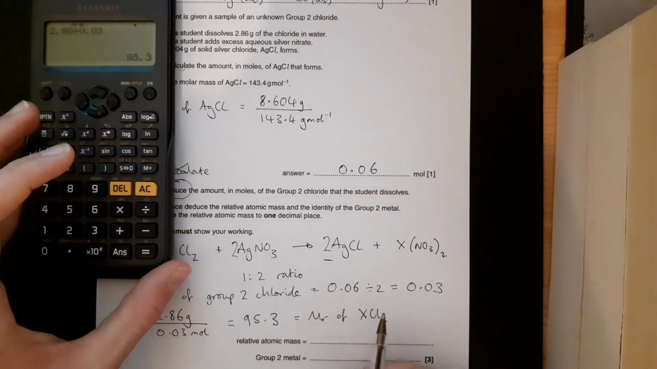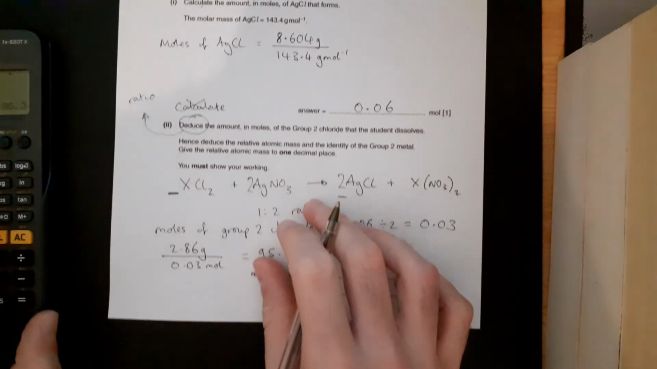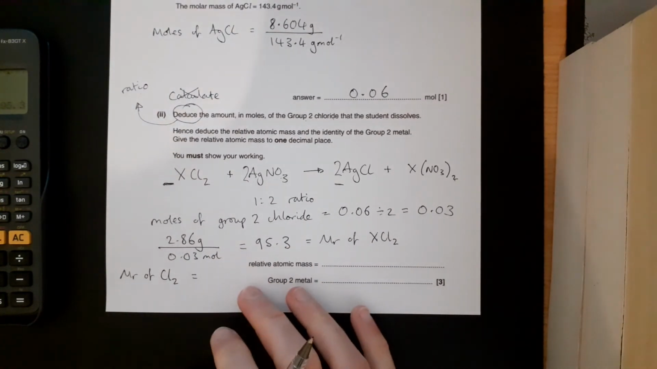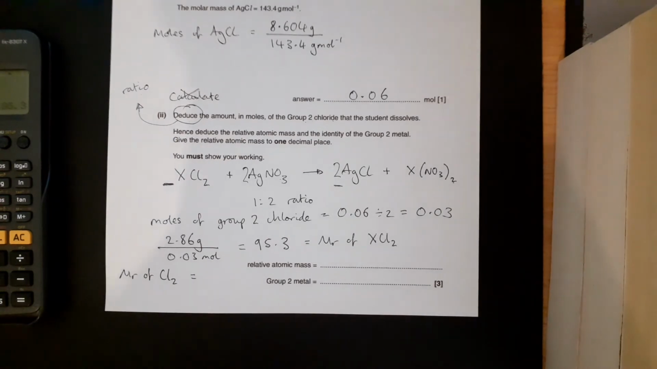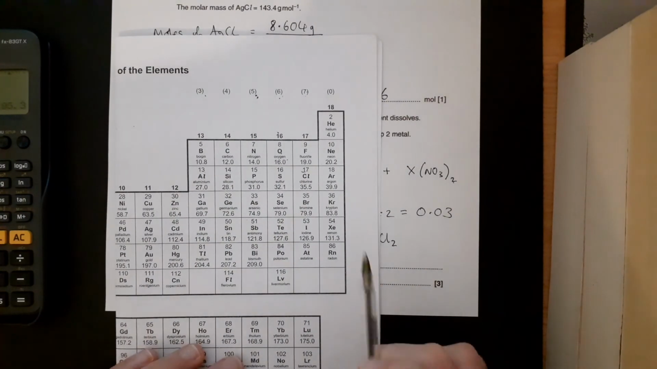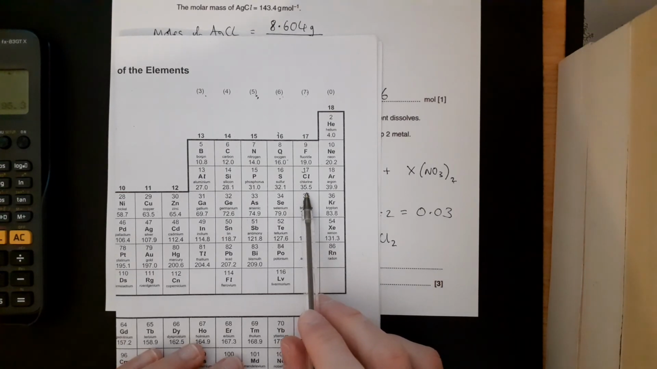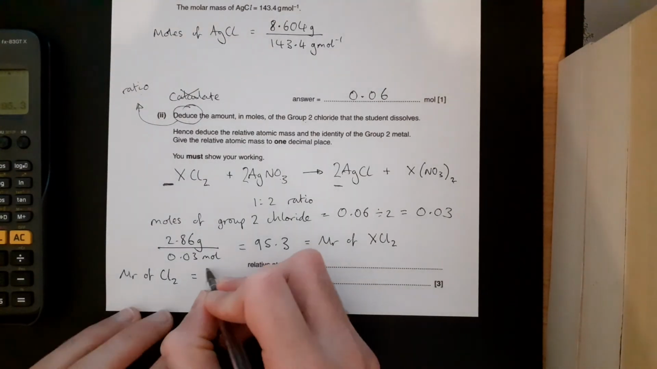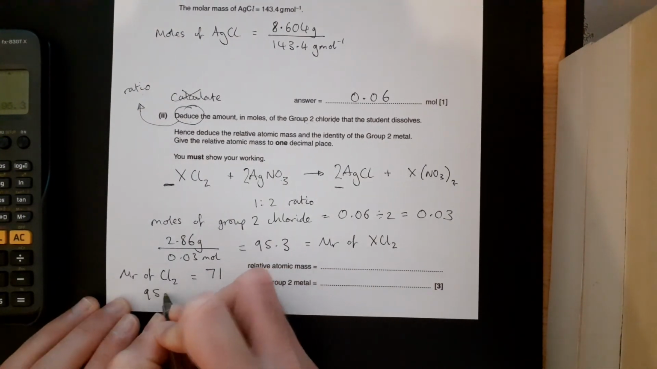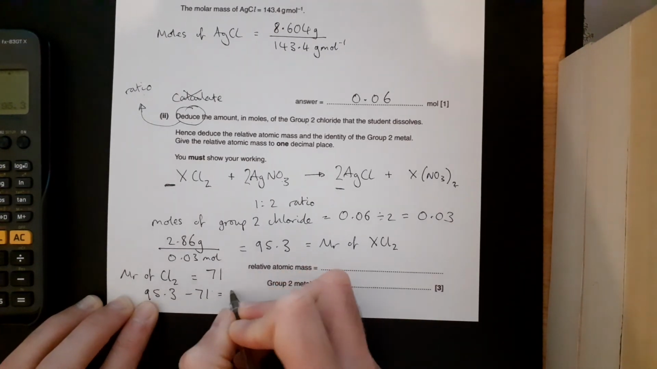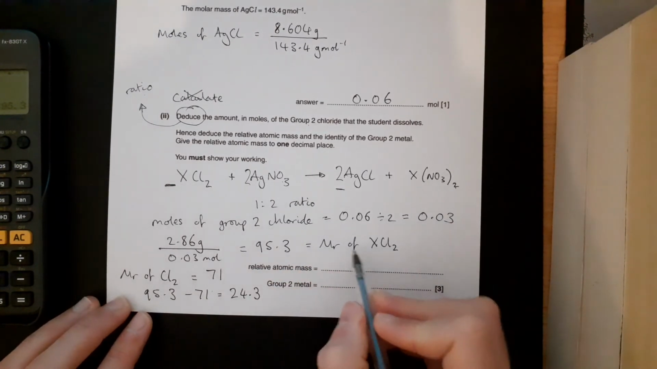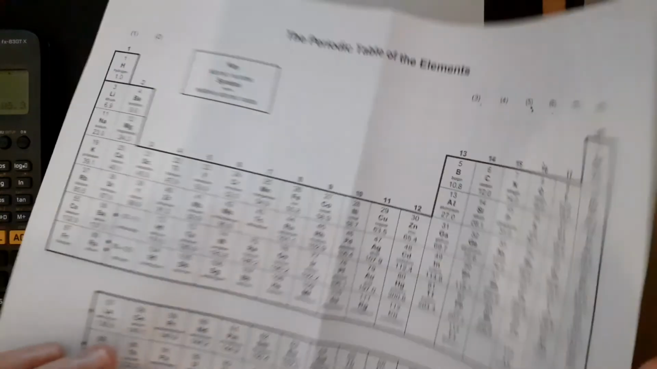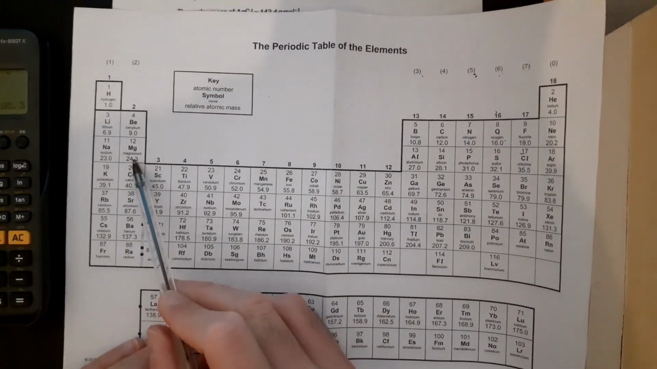And then if we add up the Cl2 bit, the Mr of Cl2, if we go to our periodic table, chlorine's atomic mass is 35.5, so Cl2 is going to be 71, isn't it? So the Mr of Cl2 is 71. 95.3 take away 71 gives us 24.3. So that is going to be our X, whatever it is. Right, and we know it's something from group 2, don't we? So again, if we go back to our periodic table, 24.3 is magnesium.